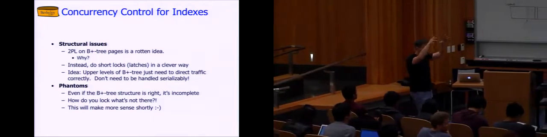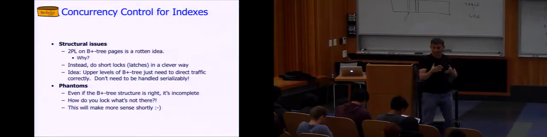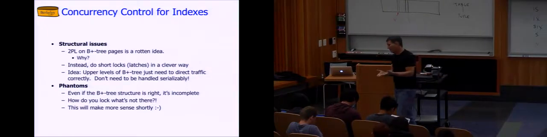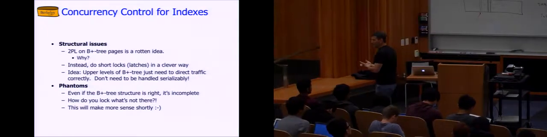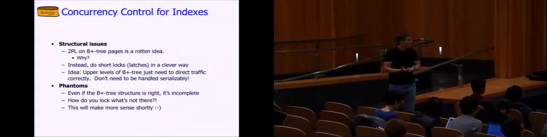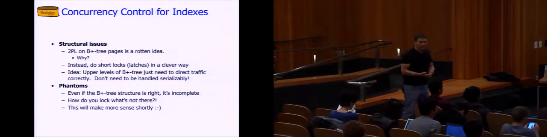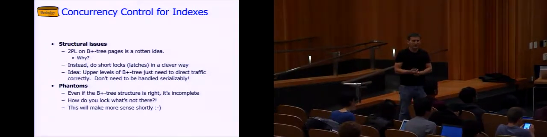Now, the insides of the B-tree don't actually hold data. They just route traffic to the data, right? So it kind of would be nice to not have to have two-phase locks on those internal nodes because they're not actually transactional data, okay? And why would it be a bad idea to hold those locks? What would be bad about using two-phase locking on the internals of a B-tree? Yeah.